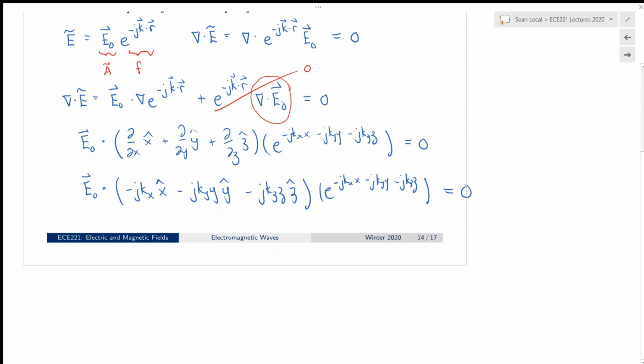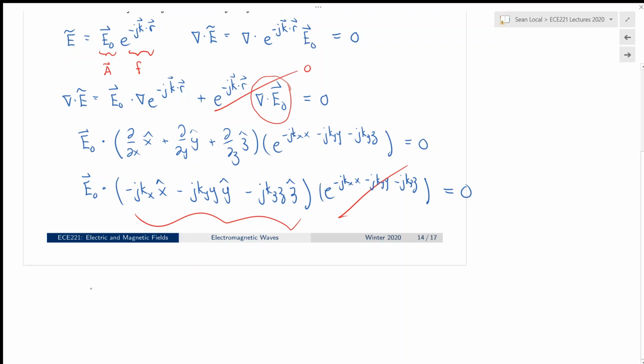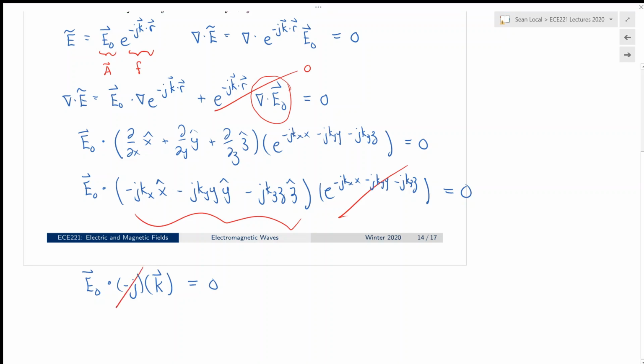So we can divide both sides of the equation by this exponential term because it's non-zero. And we can also factor out the minus j, right? So this is going to be equal to E naught dotted with minus j. And then if we pull out the minus j, what's left? We have our vector wave number, right? Because it's k sub x times x hat plus k sub y times y hat plus k sub z, z hat. And this is equal to 0. And again, we can divide both sides of the equation by minus j. And now we've arrived at the fact that E naught dotted with vector wave number must be 0.